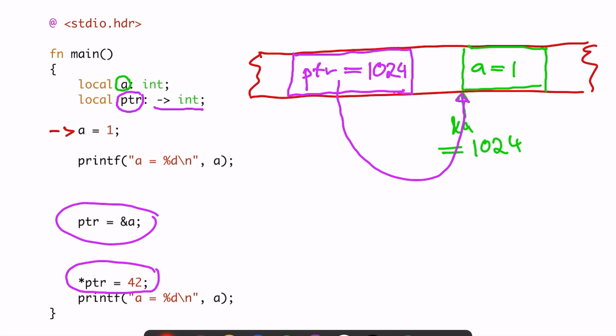the next assignment, where on the left-hand side, we have this asterisk followed by the pointer variable. And this asterisk in front of a pointer variable means that you're referring to the variable at the end of a pointer. That means this asterisk ptr refers to this box. And into this box, we then write the value 42. That means this 1 gets overwritten with 42.